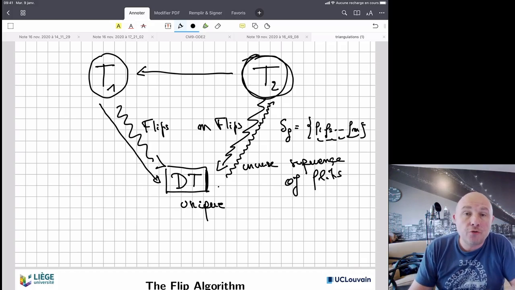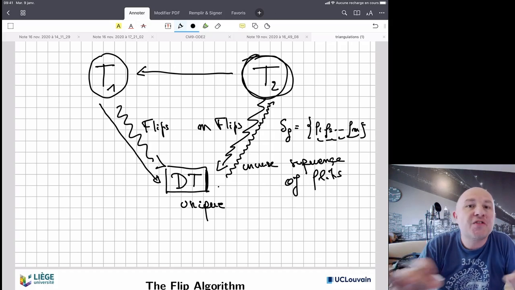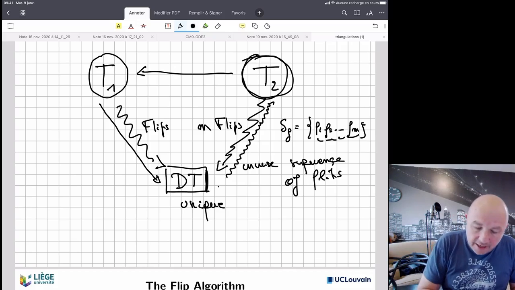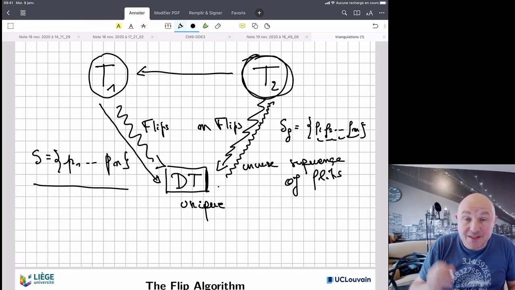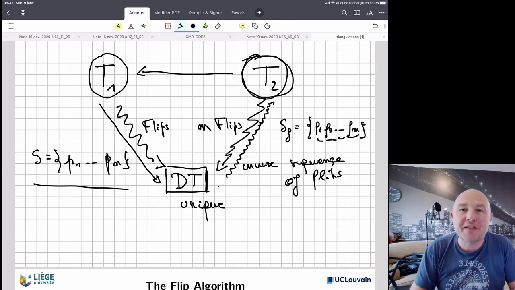Again, when you do a flip, you don't change the number of triangles, because you replace two triangles by two other triangles. You don't change the number of points, and you don't change the number of edges. You replace an edge by an edge. So we just showed that every triangulation of the same set of points has the same number of triangles and the same number of edges. If you have a set of points P1 to Pn, every triangulation of the set has the same number of triangles, the same number of edges. And we are going to compute that number. It's quite easy to show how many triangles you have.